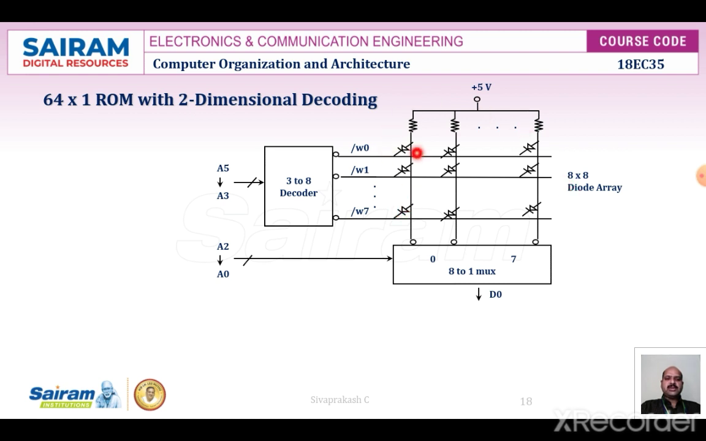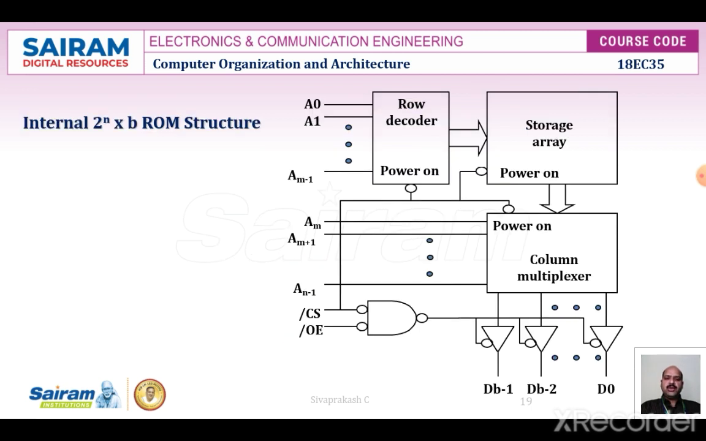So the presence of a diode makes logic 1, and the absence of a diode makes logic 0. In such a way we are going to have this internal architecture of a 64 cross 1 ROM with a two-dimensional decode. So it almost looks like a square chip. Coming to the next one, the internal architecture, how it's going to be present.